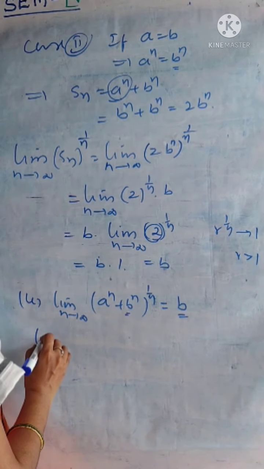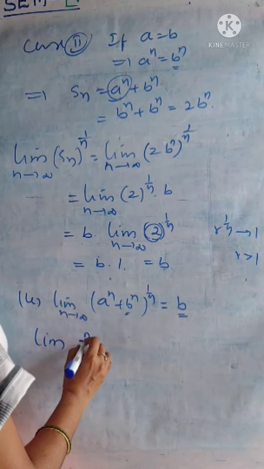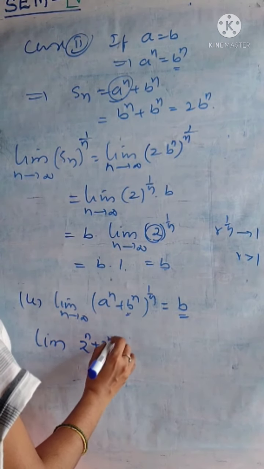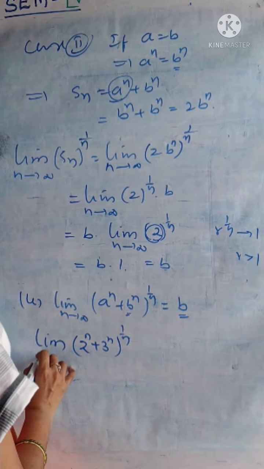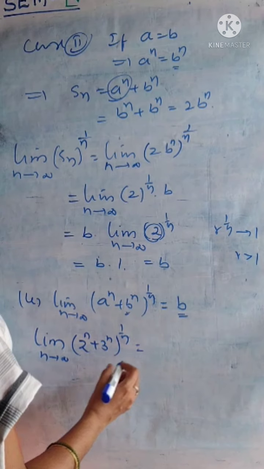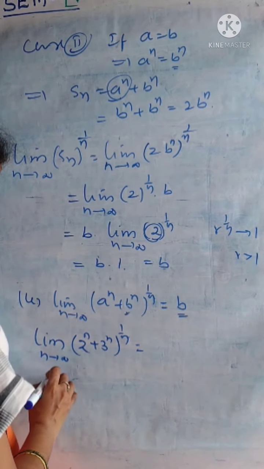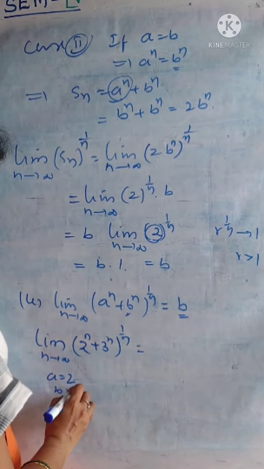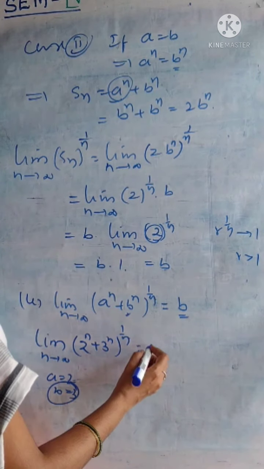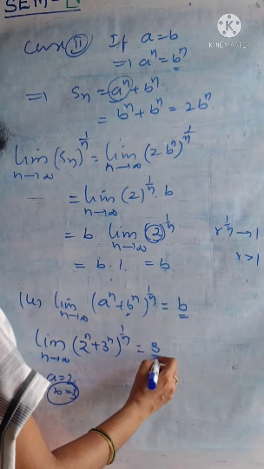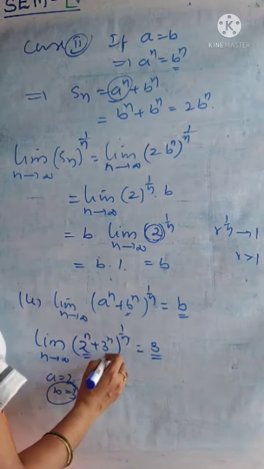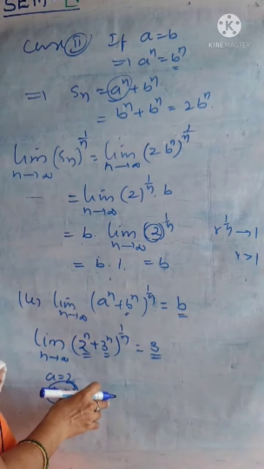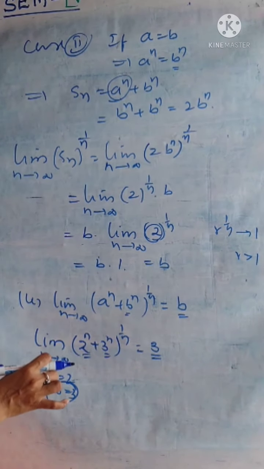Coming to the application in bits, they may ask: what is the limit of (2^n + 3^n)^(1/n)? Then this value is the biggest among these two, a and b. The a value is 2, the b value is 3. Among these two, the b value is the biggest one, so the answer is 3. Which one is the biggest one? Then that is the answer of this limit. Remember this. Okay, thank you.